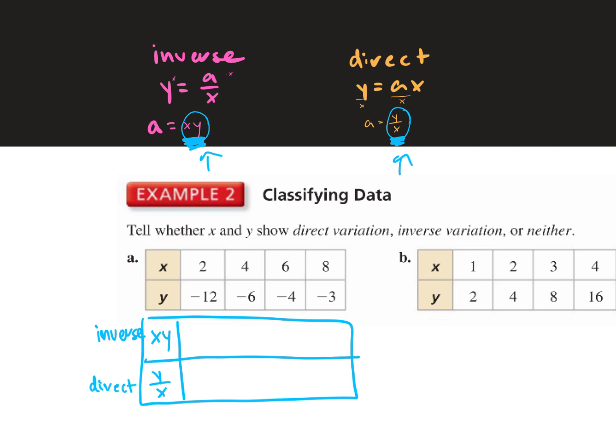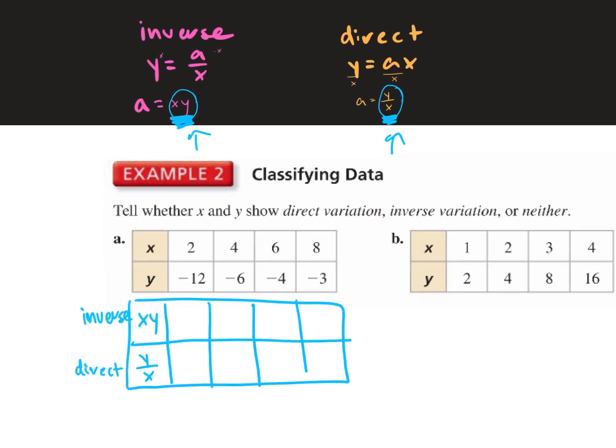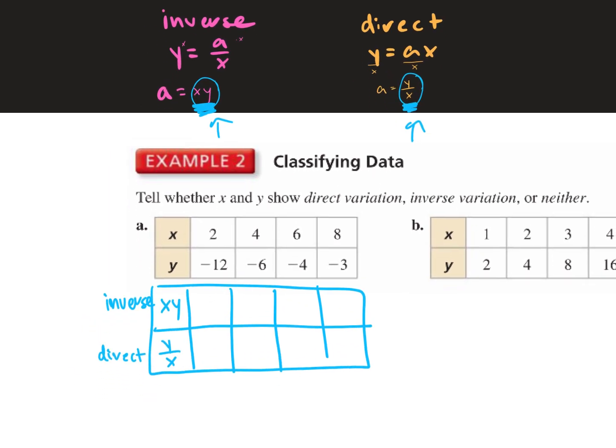So it's kind of the opposite of what you think, only when you're doing the tables. Normally, when we divide, it's inverse variation, but here we're actually multiplying the x times y, so it's the opposite for the tables. So let's try to figure out if we have inverse or direct variation.